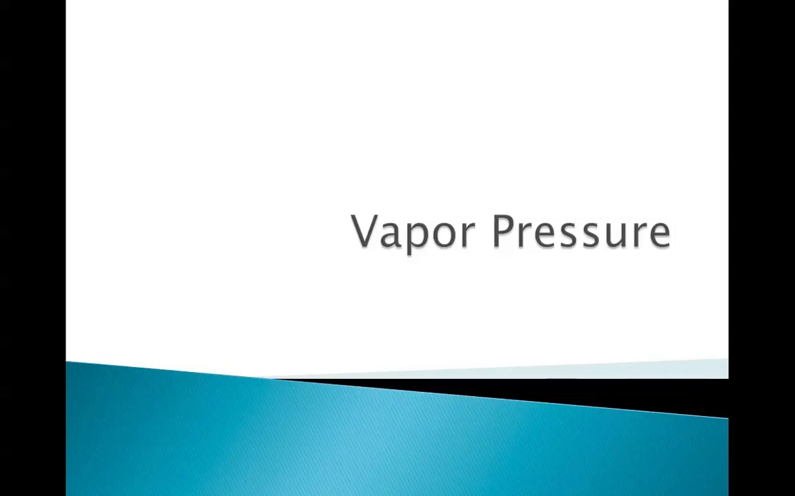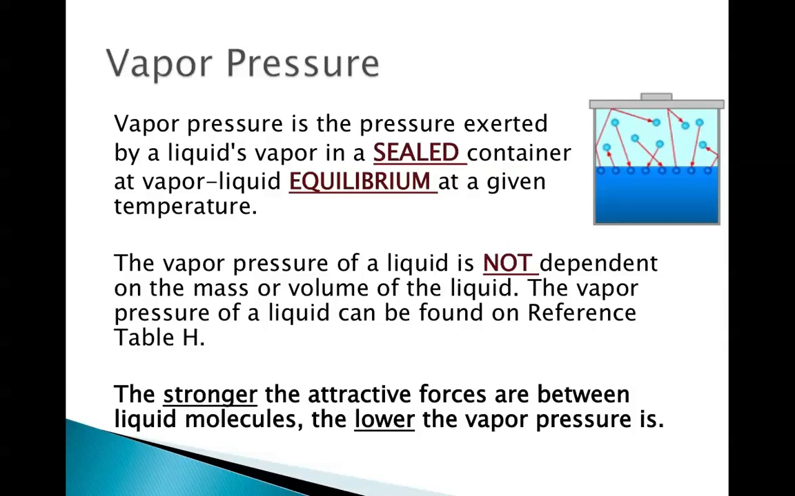In this lesson, we're going to focus on vapor pressure and really specifically working with table H in our reference tables. So vapor pressure is the pressure exerted as the liquid is going to become a vapor. And we usually talk about this in terms of a closed container. Now, vapor pressure of a liquid is not dependent on mass or volume.